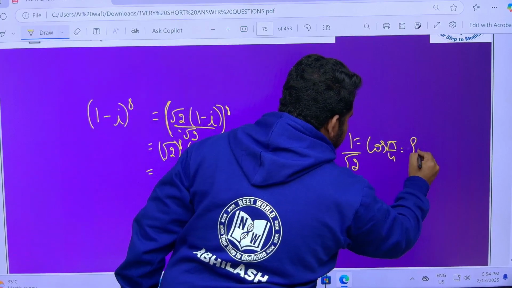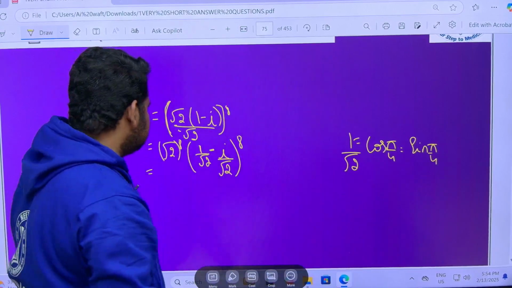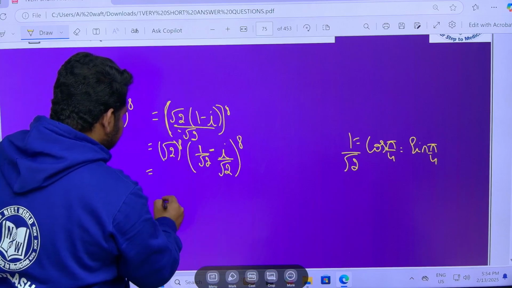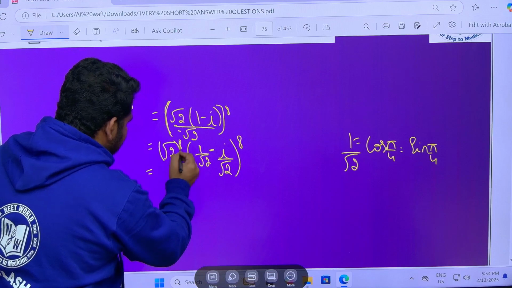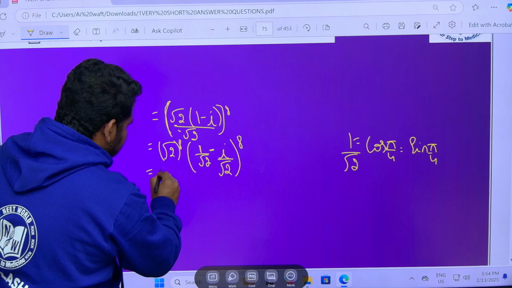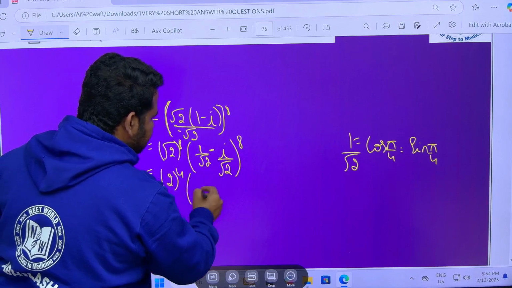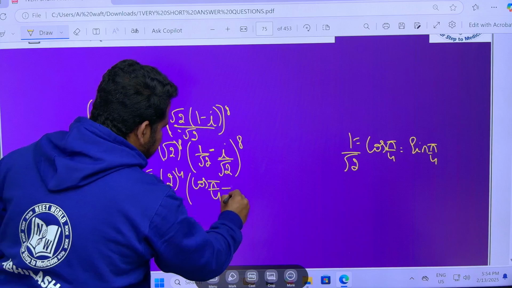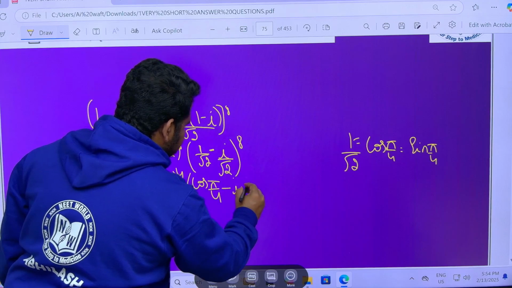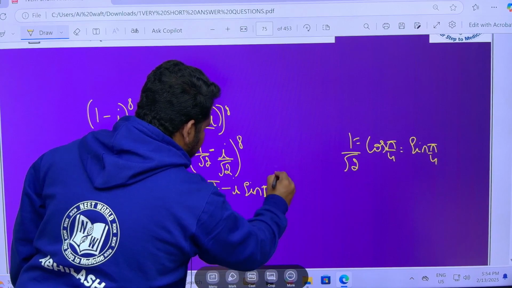That is equal to sin pi by 4. Got it, friend? So if I put the value root 2 to the power of 8, that will give you root 2 to the power of 8, which is nothing but 2 to the power of 4. So instead of 1 by root 2, I can write it as cos pi by 4 minus i into sin pi by 4, to the power of 8.